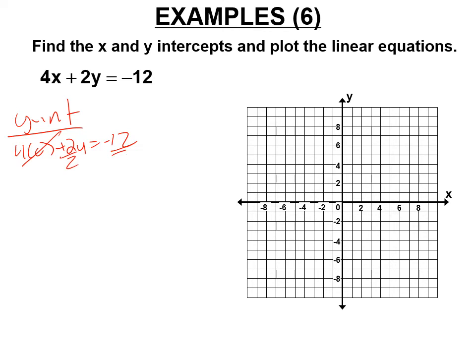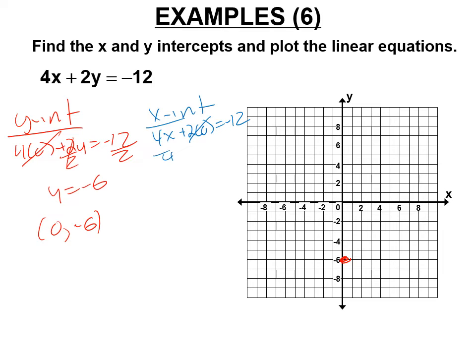Divide by 2. Y equals -6. Y-intercept 0, -6. X-intercept, y equals 0. Divide by 4. X equals -3. -3, 0. And there's only one line that goes through those 2 points.